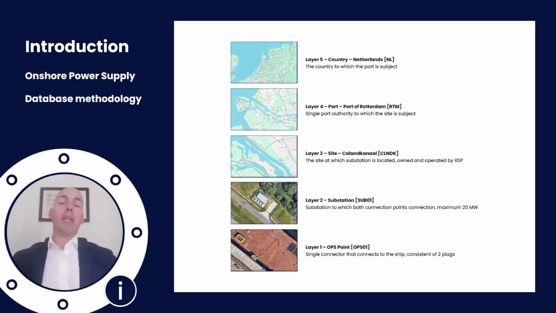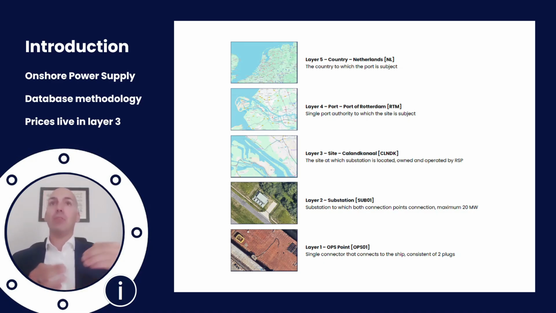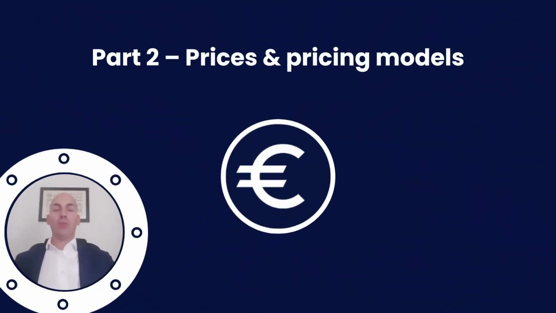Actually, this is not something you have to remember. What you have to remember is that prices live in layer 3, because that is what a ship owner pays. They don't really care. They do care what's behind the meter, but that's at least where the transaction takes place. Which brings us to the second part, the pricing layer.